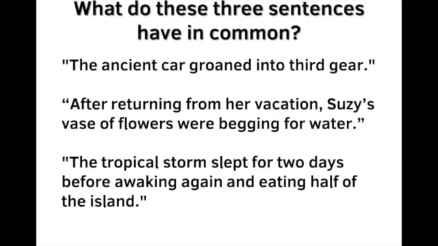Okay, so these three sentences have in common that these things are not people. They're not people or animals, so they shouldn't be doing the things that they're doing. A car shouldn't groan, right? So that is a person trait being put on the car. The flowers aren't actually begging, but they obviously need water, and Susie's able to see that. The tropical storm didn't actually sleep because storms can't sleep, but it probably just paused and then started back up again.